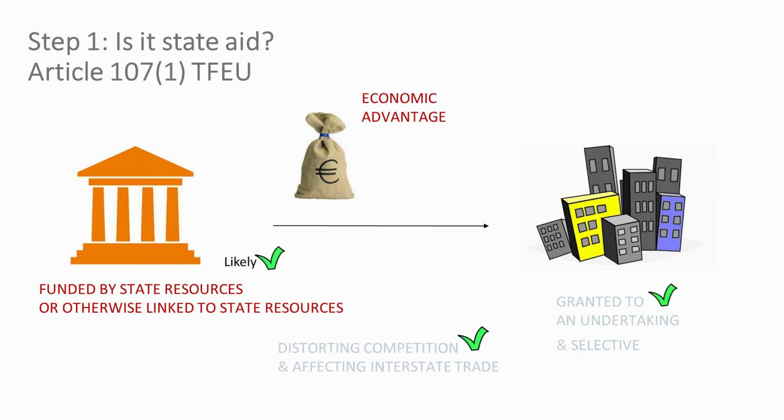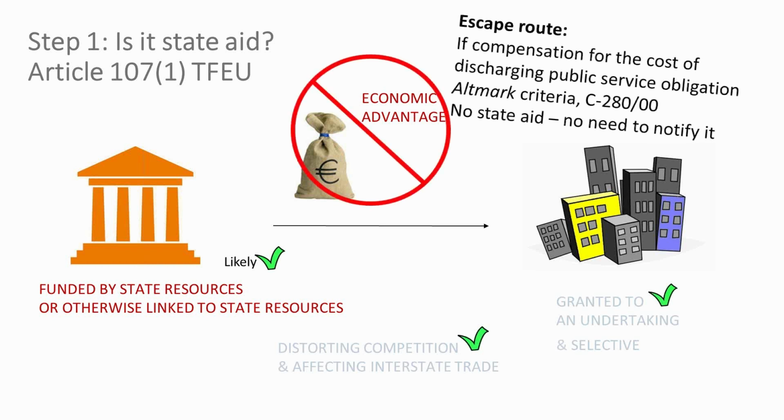When we talk about economic advantage, this is also very, very wide. It doesn't need to be money. It can be any economic benefit that a company would not enjoy in a normal course of business. However, if the state imposes on an undertaking a public service obligation and compensates it for the cost of the service only, there is no economic advantage, and there is no state aid. This is an important exception. The Commission uses here the so-called Altmark test, which is basically to make sure that the public service obligation is valid and that there is no overcompensation.